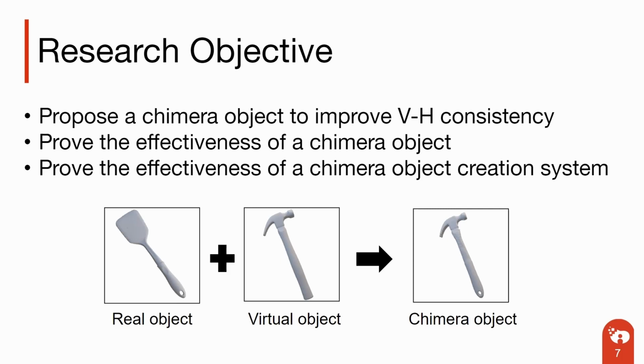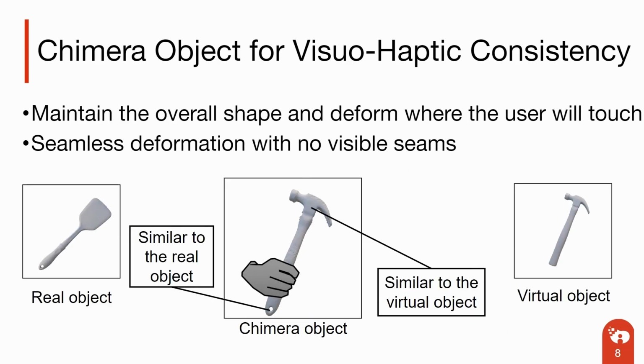In this study, we propose a chimera object, an alternative virtual object to improve Visuo-Haptic consistency. A chimera object combines the shapes of a real object and its corresponding virtual object. Then, we report on a user study that demonstrated the effectiveness of a chimera object. Finally, we propose an interactive chimera object creation system for end users, and report on another user study that demonstrated its effectiveness. I will now describe the chimera object in more detail.